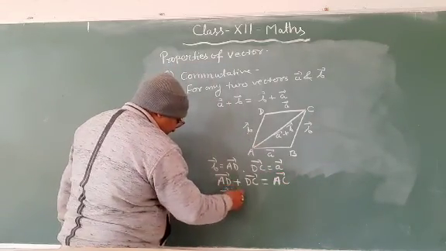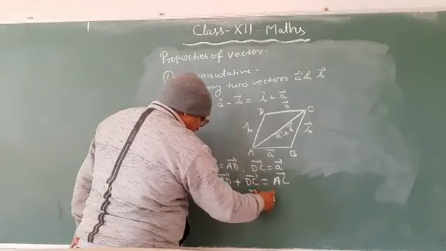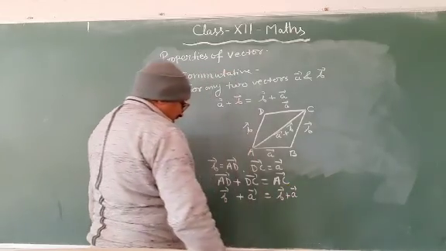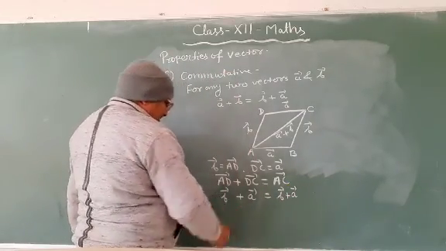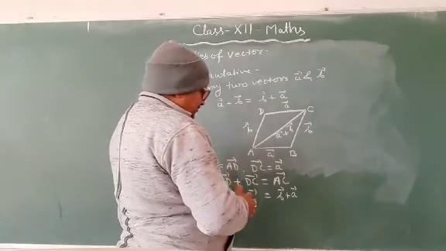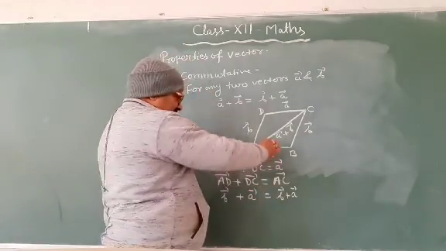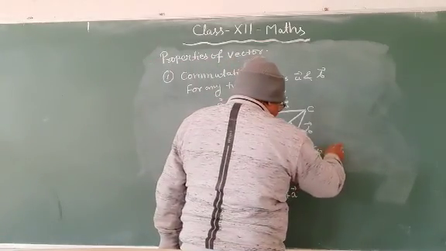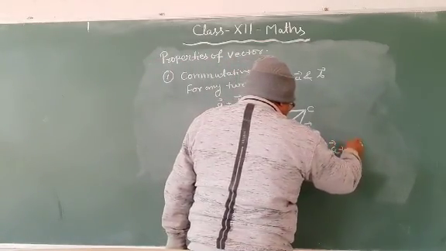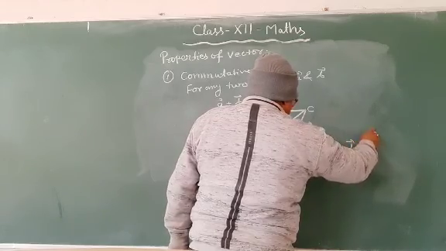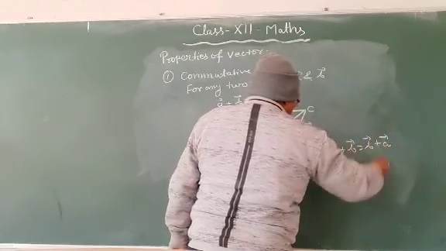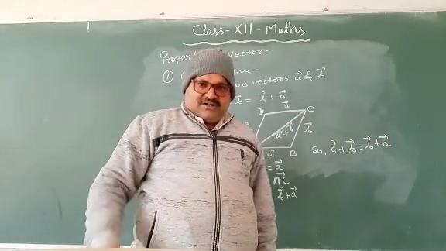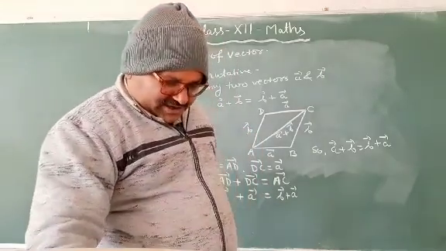Vector B plus vector A is equal to vector AC, and vector AC is already found as the value of vector A plus vector B. So vector A plus vector B equal to vector B plus vector A. This is the commutative law.